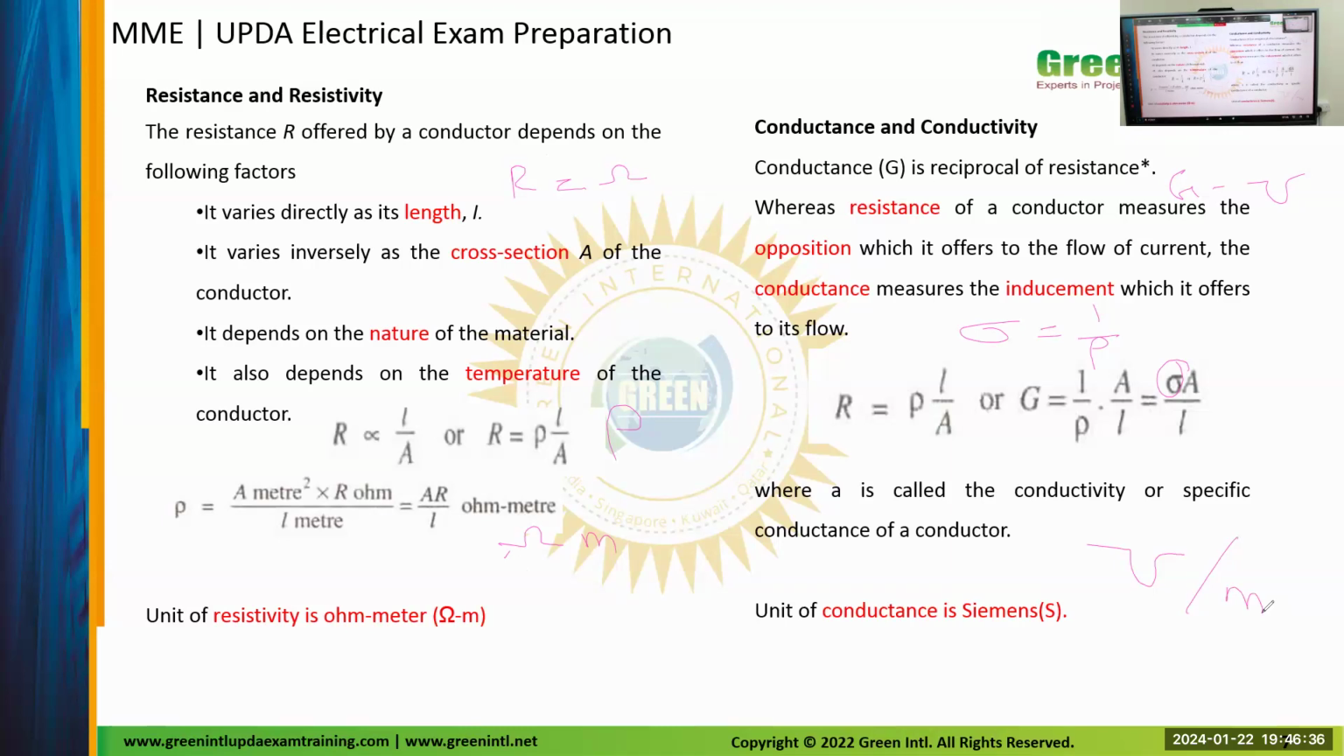So there is no need to memorize the formula. Just remembering this formula is enough. If we know this formula, we can write this one. The only thing we need to know: G is equal to 1 by R, sigma is equal to 1 by resistivity. That's all. Or we may use this formula. So for conductance, we have 2 units, either Siemens or mho.